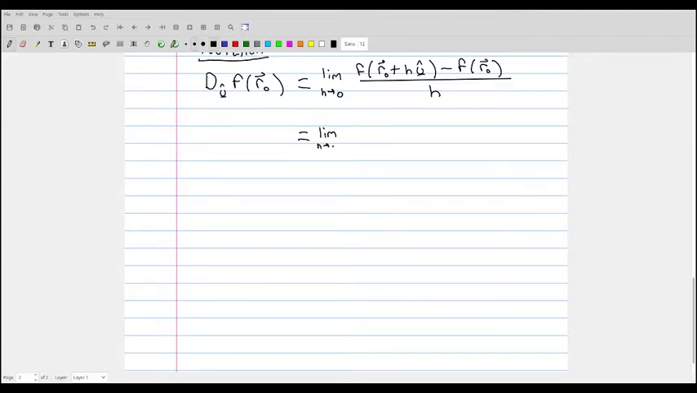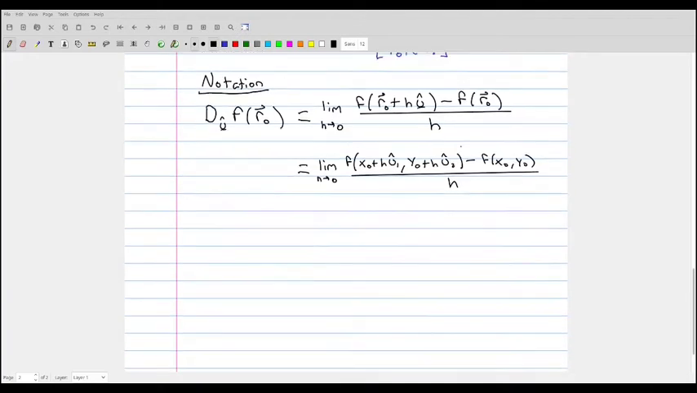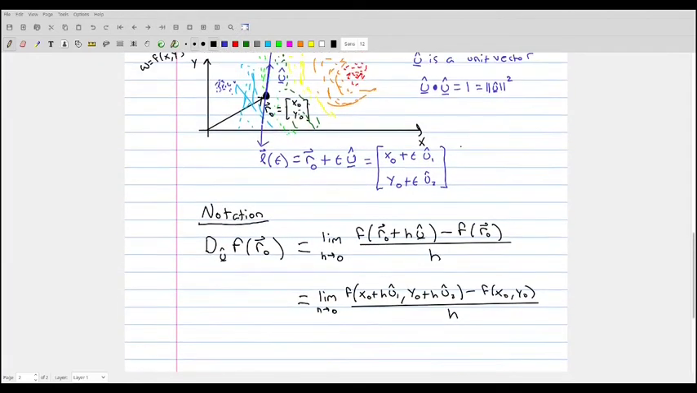The limit as h goes to 0 of f of x0 plus h times u1 hat, comma y0 plus h times u2 hat, minus f of x0 y0, divided by h. And this is exactly the definition of the directional derivative.